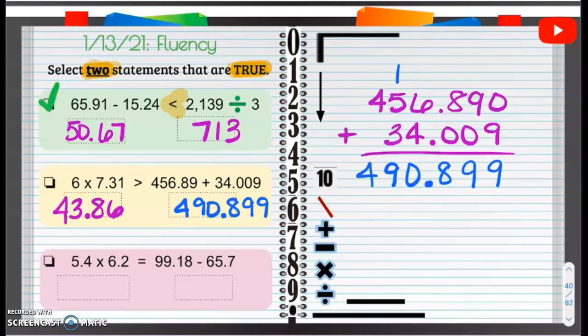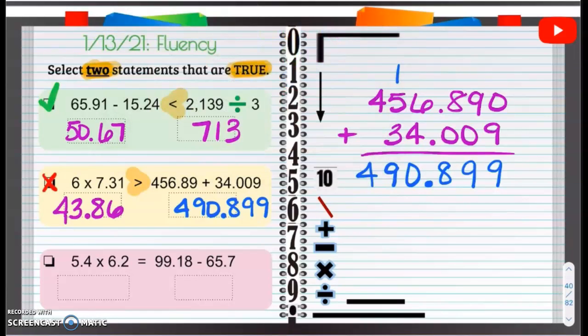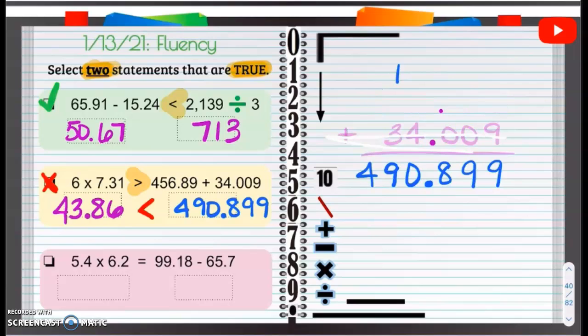So this one is saying that this left side is the bigger number. That's not the bigger number. The bigger number is 490, not 43. So it should be that way. All right, let's take a look at the last one. So it should mean that the last one is correct. Let's double check.